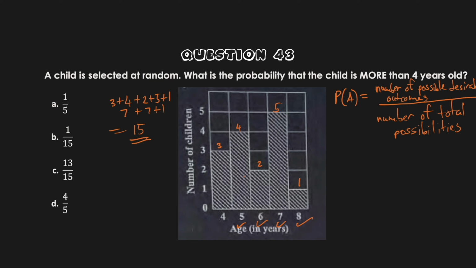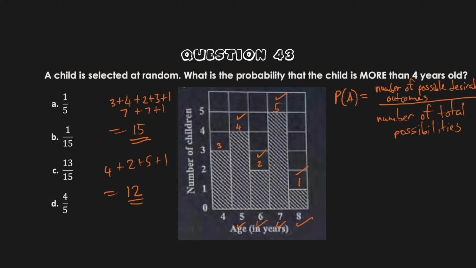Now for those who would be more than 4, it would be 4, 2, 5 plus 1, which would be 4 plus 2 plus 5 plus 1, which is 4 plus 2 is 6, plus 5 is 11, plus 1, 12. So that would be 12.